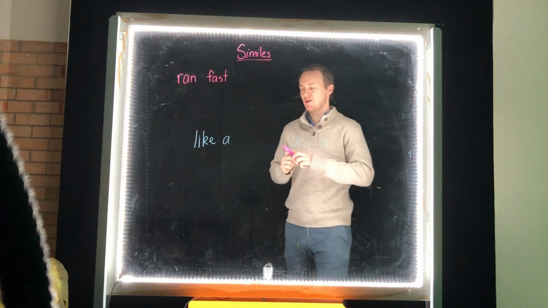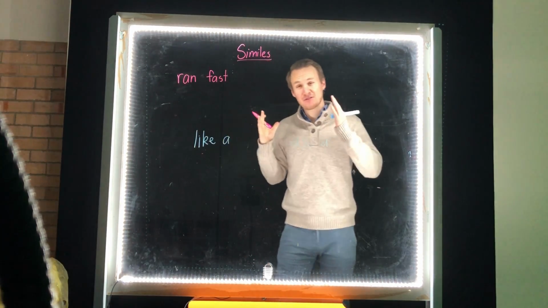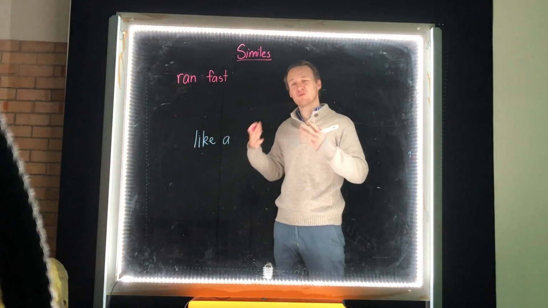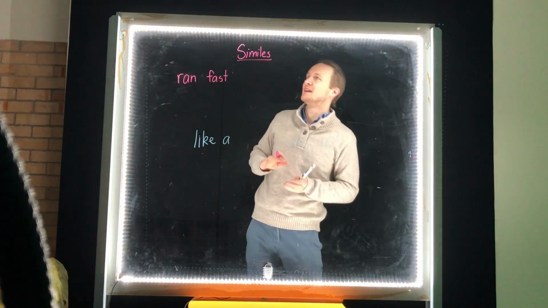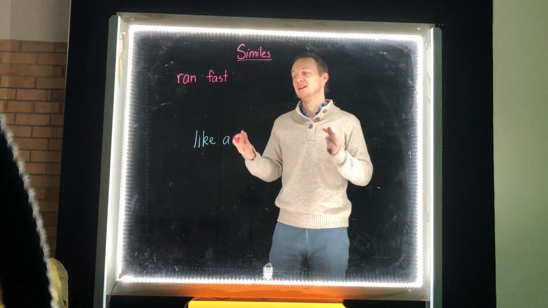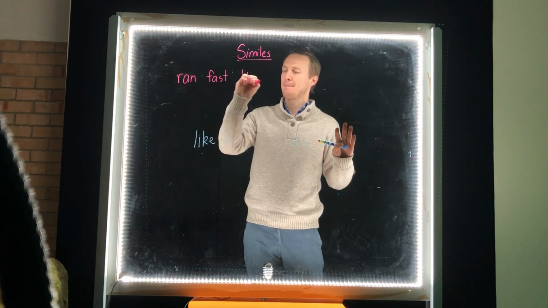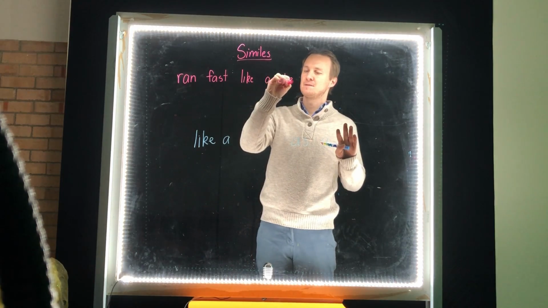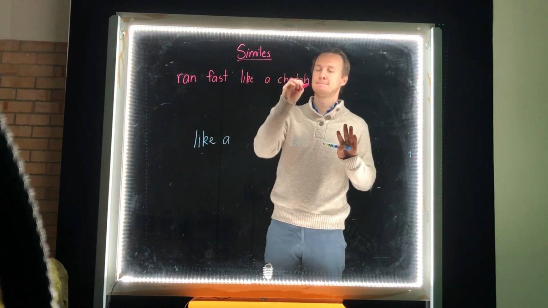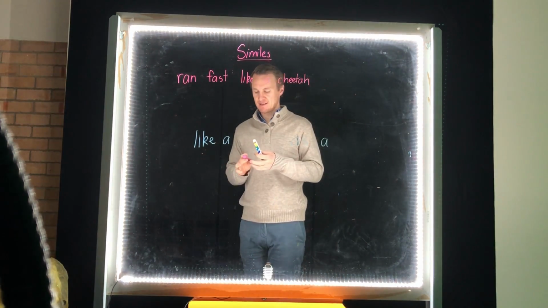Okay, so someone ran fast. And you've got to think about what runs really fast. Now I'm thinking of an animal that runs really fast, maybe a cheetah. So someone ran fast like a cheetah. Good.